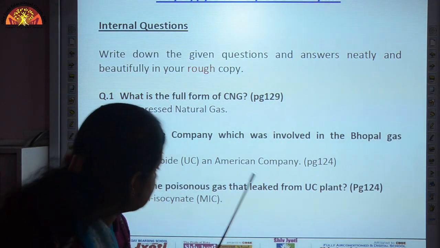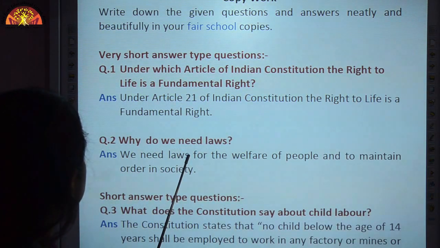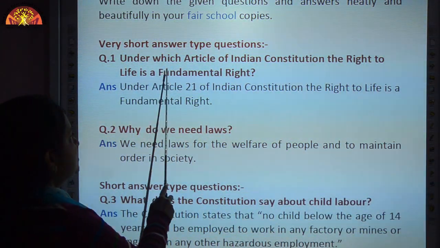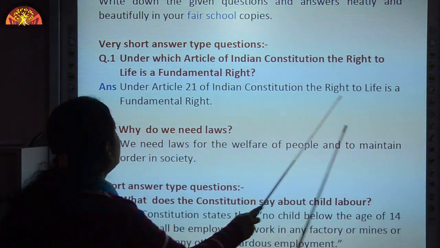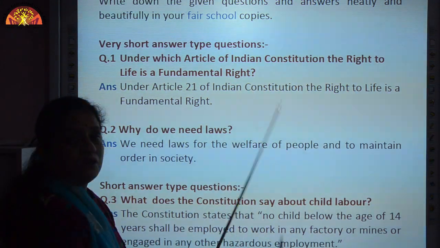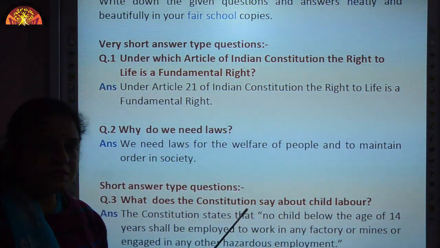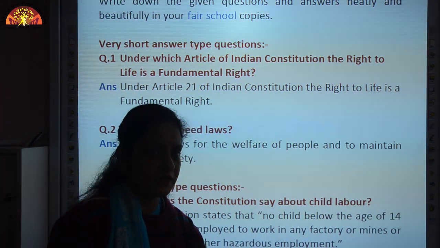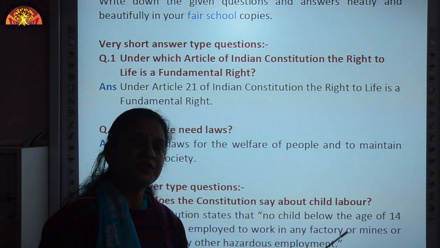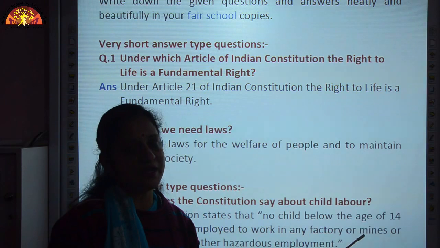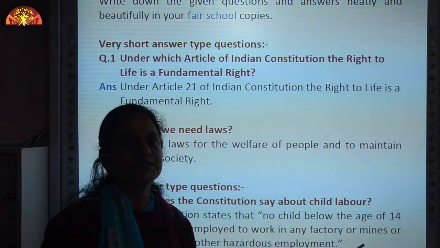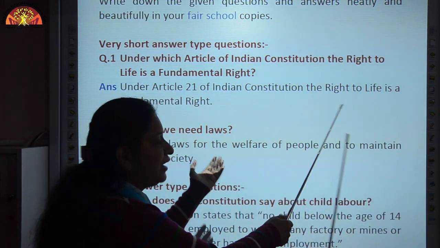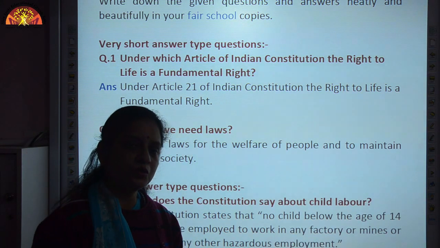Now let's discuss very short answer type questions first. Question 1. Under which article of the Indian Constitution is the right to life a fundamental right? What is right to life? Right to life means that everybody has a right to enjoy pollution-free air and water under Article 21 of the Constitution, which is provided by our Constitution to each and every citizen of India, and it is a duty of our government to enforce it properly. If our right to life is violated, we can go to court directly.